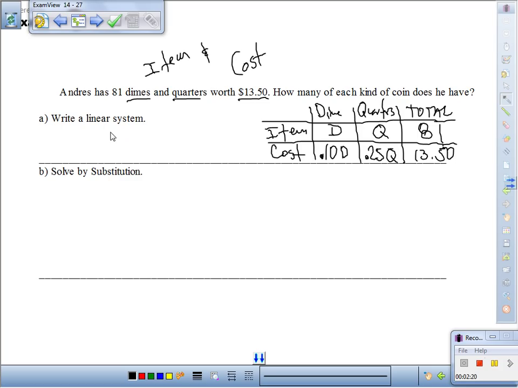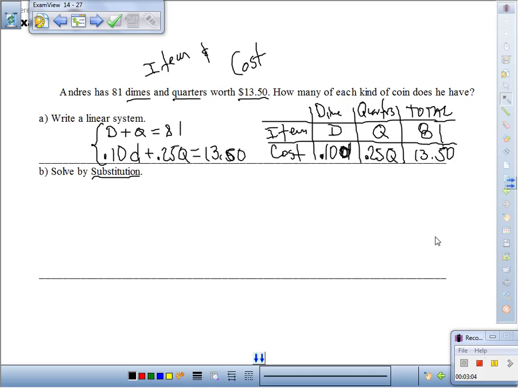Yeah, so here where it says write your linear system, you're going to write a bracket. My first equation is D plus Q equals 81. And my second equation is 0.10. I'm going to use a smaller letter d so that I can distinguish it, because here it looks like 100, doesn't it? 0.10d plus 0.25Q equals 13.50. There's your system.